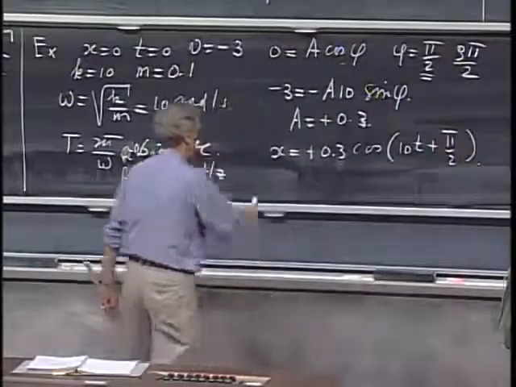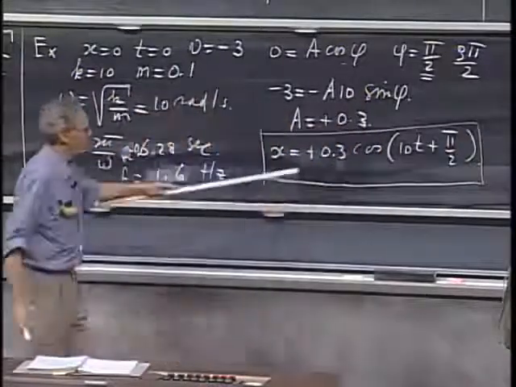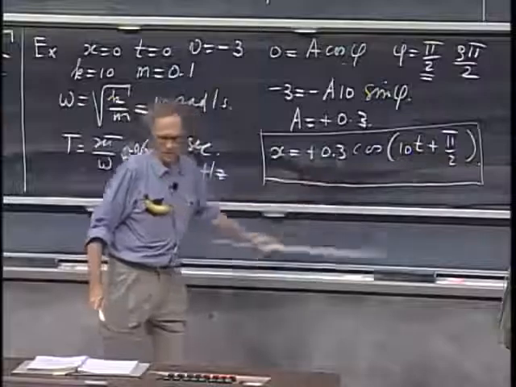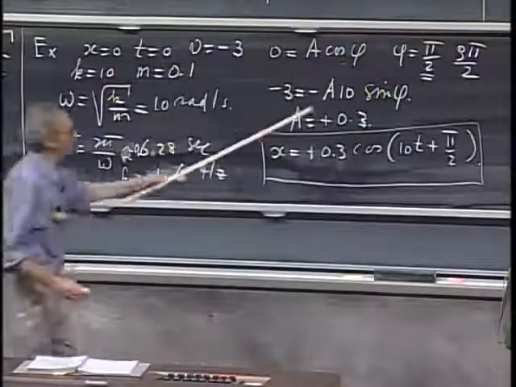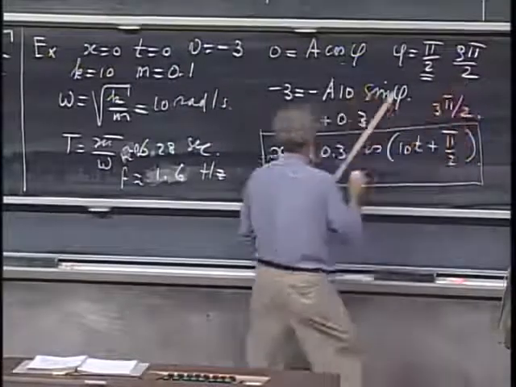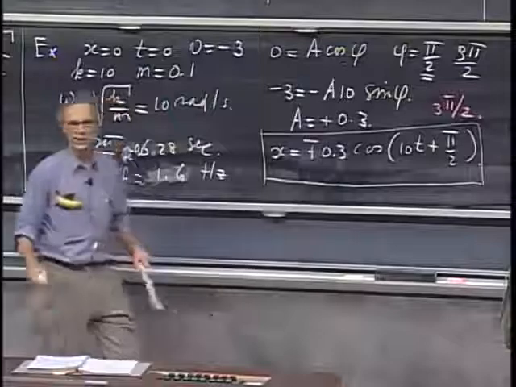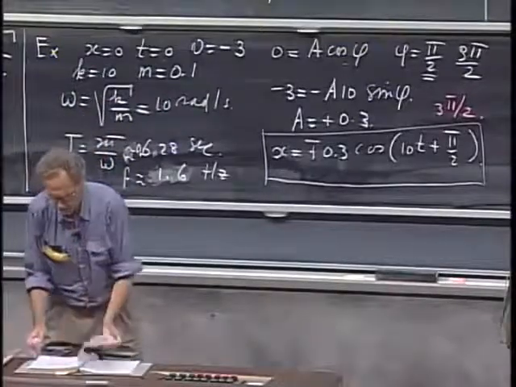So you see that the initial conditions, what the conditions are at t equals 0, determine my A, and they determine my phase angle. If you had chosen 3π over 2 as the phase angle, that would have been fine. You would have found a minus sign here, and that's exactly the same. So you would have found nothing different.